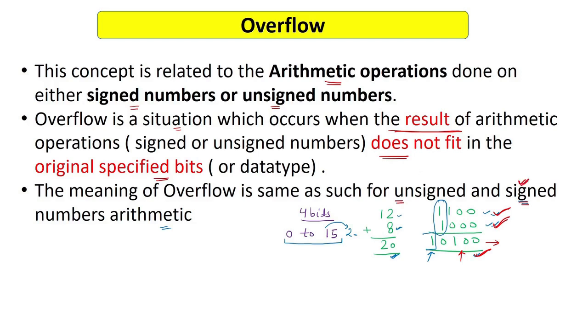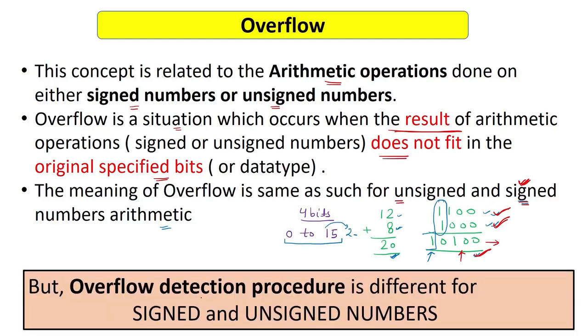The same thing will happen with signed numbers also, as we are going to see. The difference is that the procedure to detect the overflow is different for unsigned numbers and signed numbers. In unsigned numbers, if the last carry out bit is 1, it shows that we have got the overflow. But in the case of signed numbers, we will have some different scenarios. So let's see what those scenarios are with the help of examples.